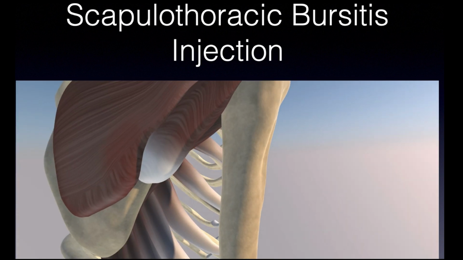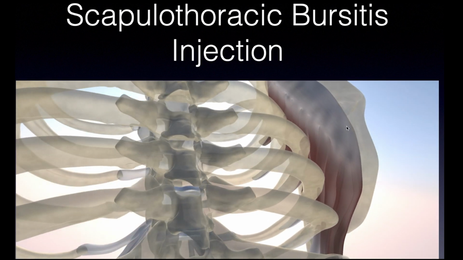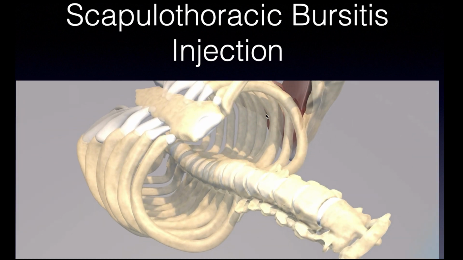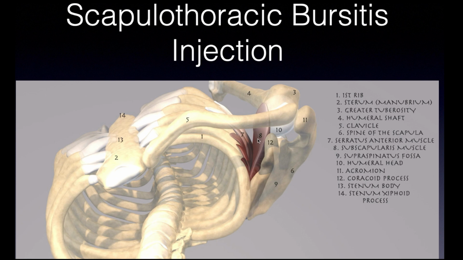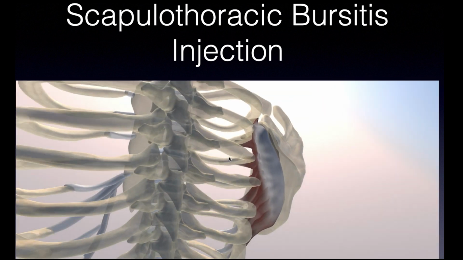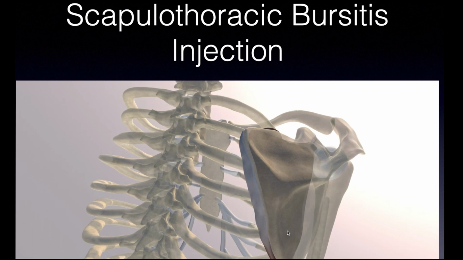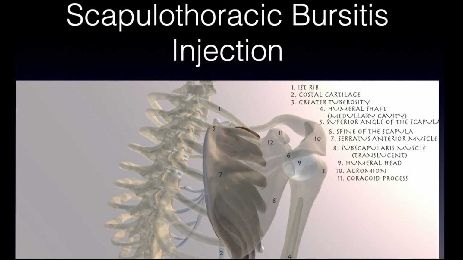Just trying to visualize this, I figured I'd look at it from different angles. Again, now we're making the scapula translucent. Here's the serratus anterior muscle, and now we're turning and looking at this from a bird's eye view. So serratus anterior, subscapularis muscle. But the bursa that we went for in this patient was, I think, at the inferior angle. Again, here are some of those structures.